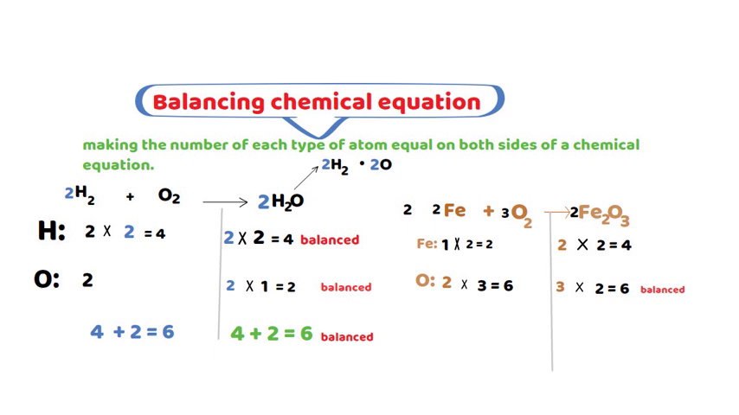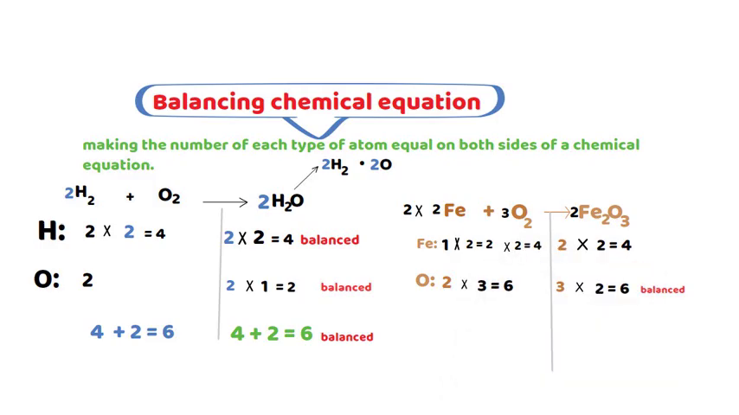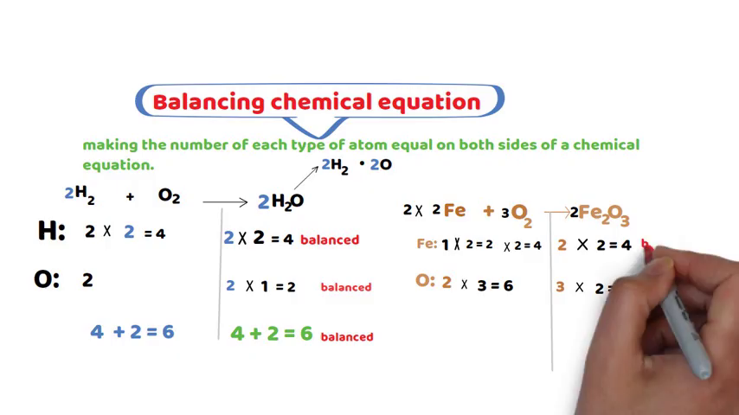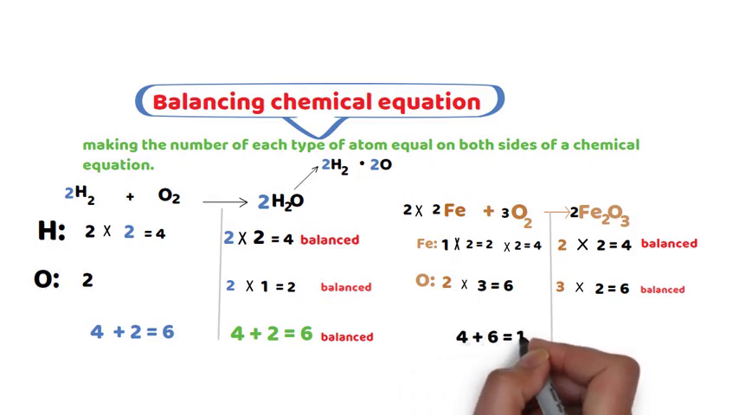To make 4, let us multiply the coefficient of iron on the reactant side by 2. Now, 2 times 2 equals 4. Therefore, iron is balanced on both sides because we have 4 on the reactant side and 4 on the product side.